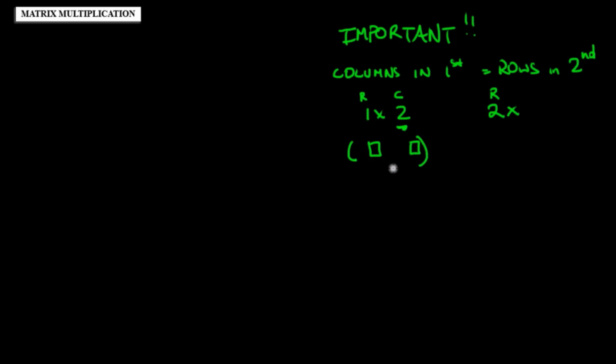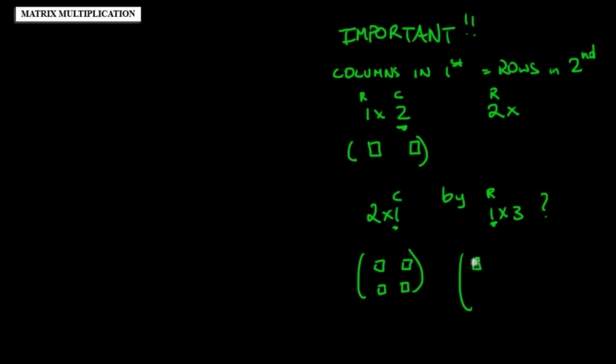Does that mean that I could multiply a 2 by 1 matrix by a 1 by 3? Well, if we look at it, the columns in the first, which here would be 1, is equal to the rows in the second, which is also 1. Therefore, they could be multiplied. What about these two matrices? What if I had two matrices like this? I'm not going to tell you the order, but I want you to tell me if these two can be multiplied.